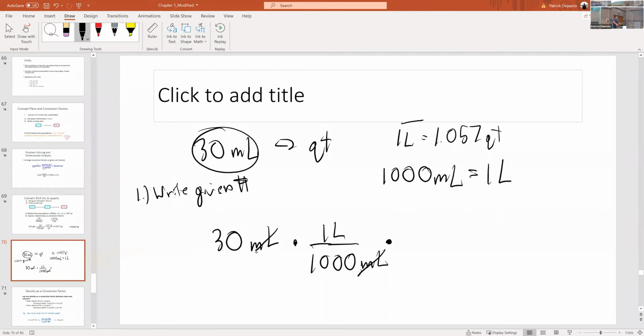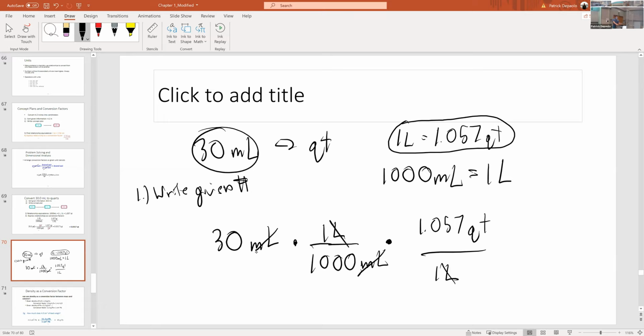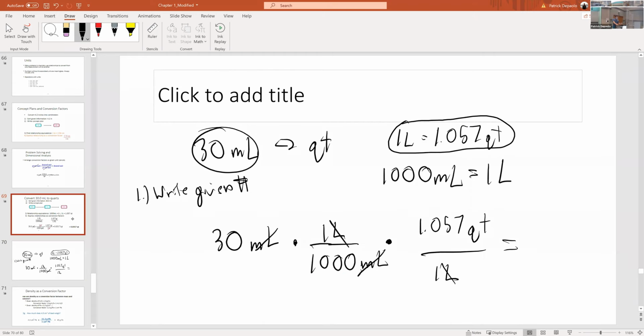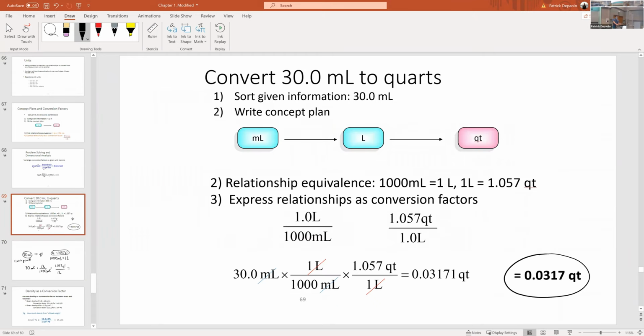Then we can directly use our next conversion, liters to quarts. We put quarts on the top, because that is the unit we want to end up with, divided by liters. Liters will cancel out, and your answer will be 30 divided by 1,000 times 1.057. So you get this answer, 0.0317 quarts.